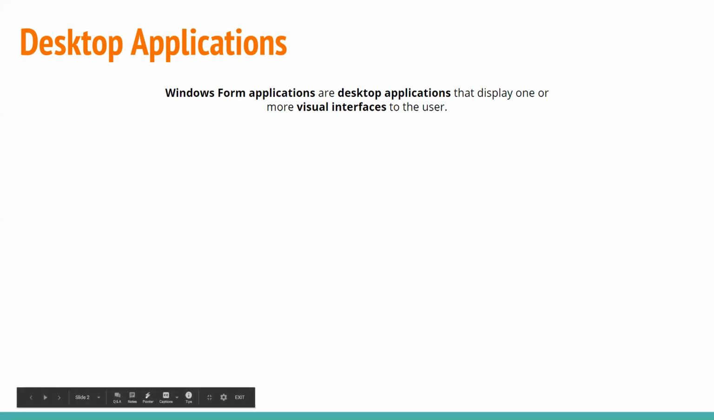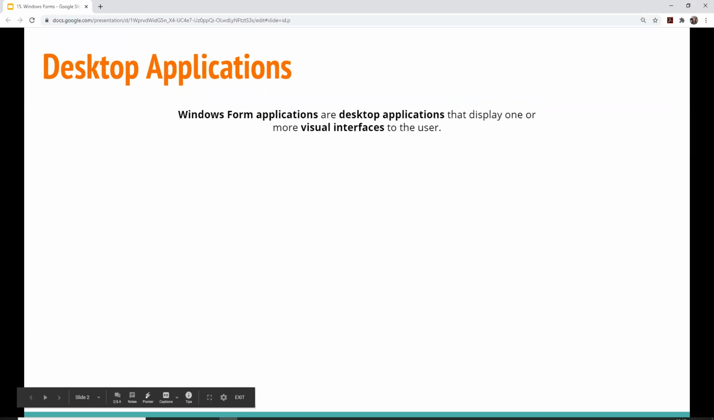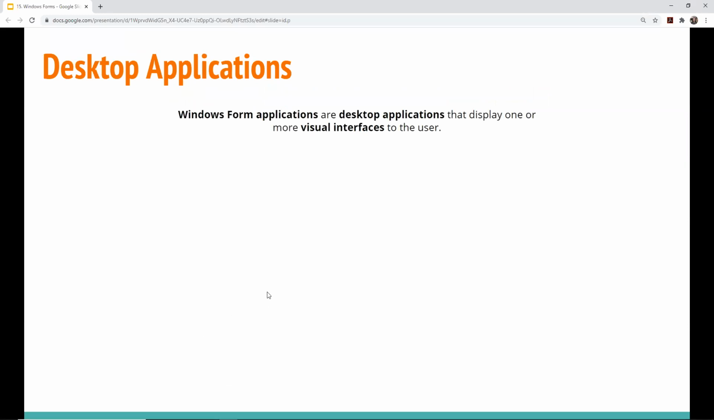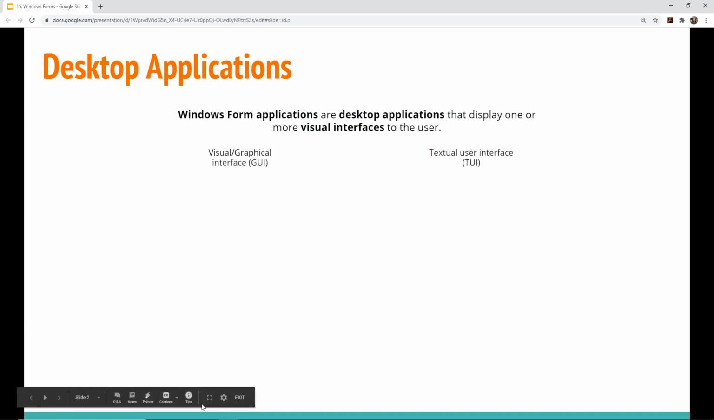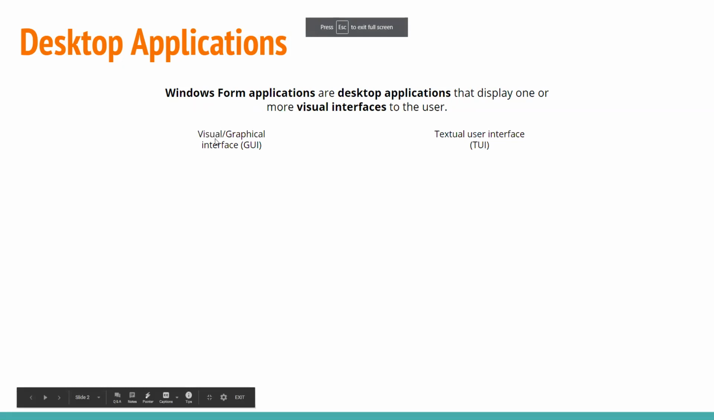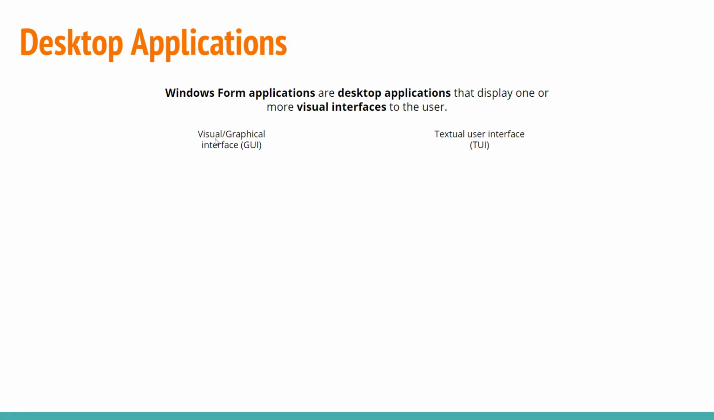What do I mean by a visual interface? Some of you guys might be more familiar with another term from gaming perhaps, where we call it a graphical user interface, a GUI. But whatever you want to call it, you can call it a visual interface, that's what they call it in this course. But they can also be called graphical user interfaces. Means the same thing, okay?